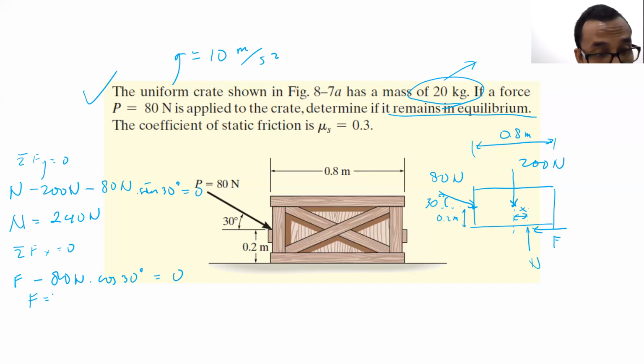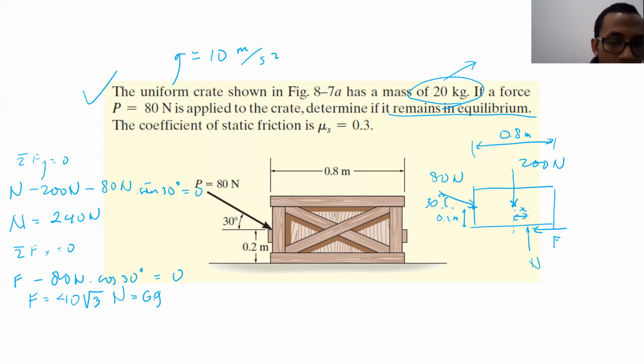That is 40 root 3 newtons. So what is the value in decimal? About 69. Yes, 69 newtons. So the friction force is 69 newtons.